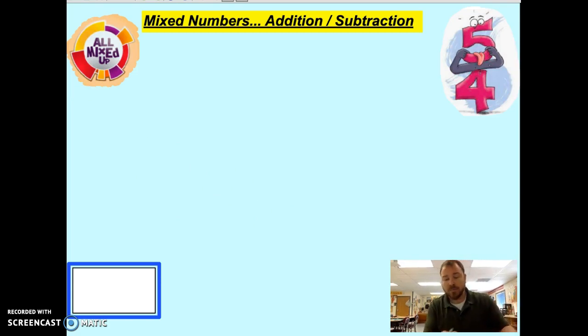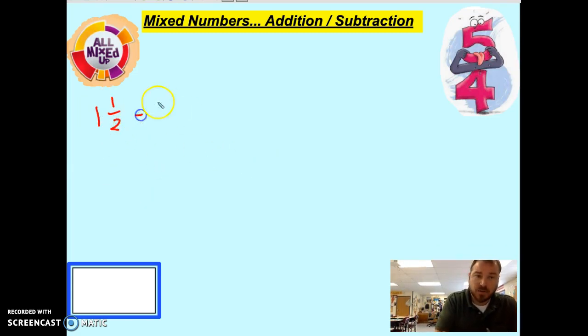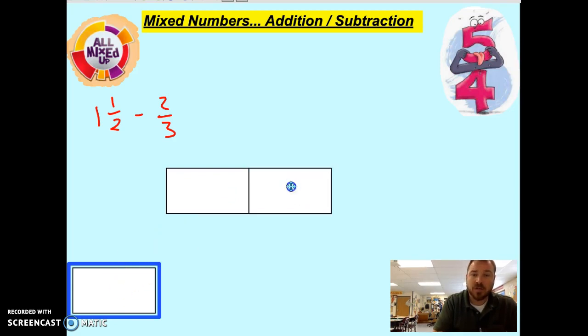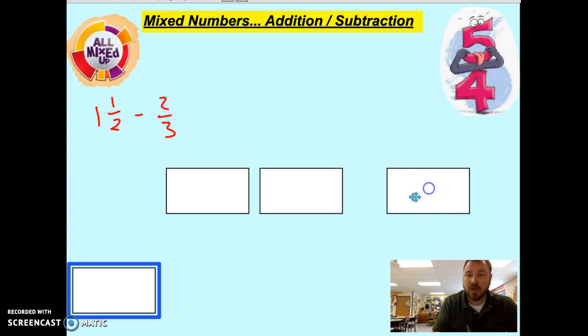Our first problem, again, I'll start with a very basic one, 1½ minus 2/3 this time. Okay? To do our visual model, again, we'll need 2 of these rectangles to represent our mixed number and 1 to represent our other proper fraction in the problem. 1½ minus, this time, 2/3.